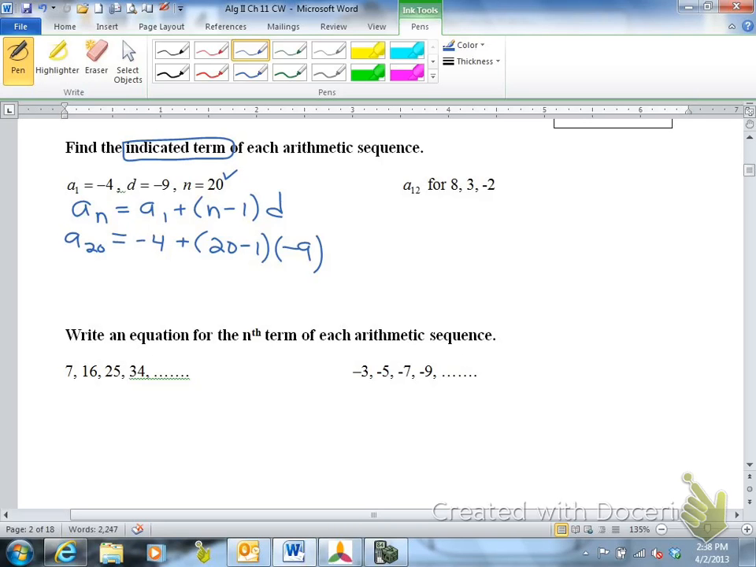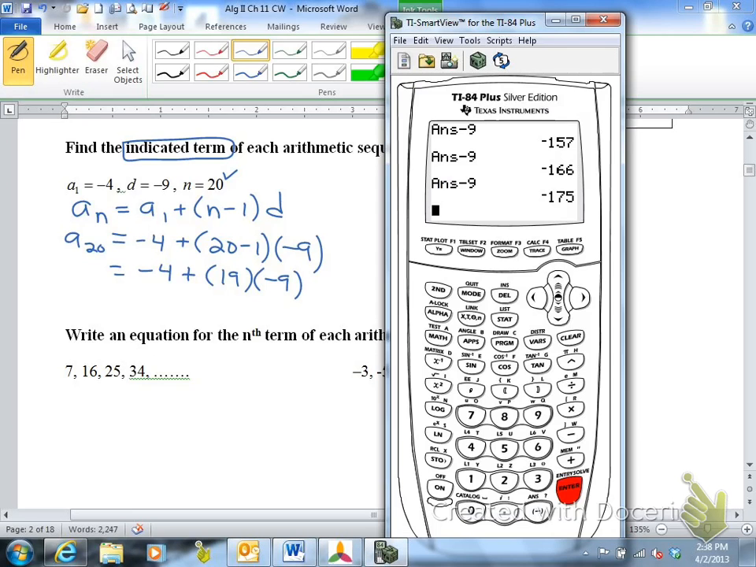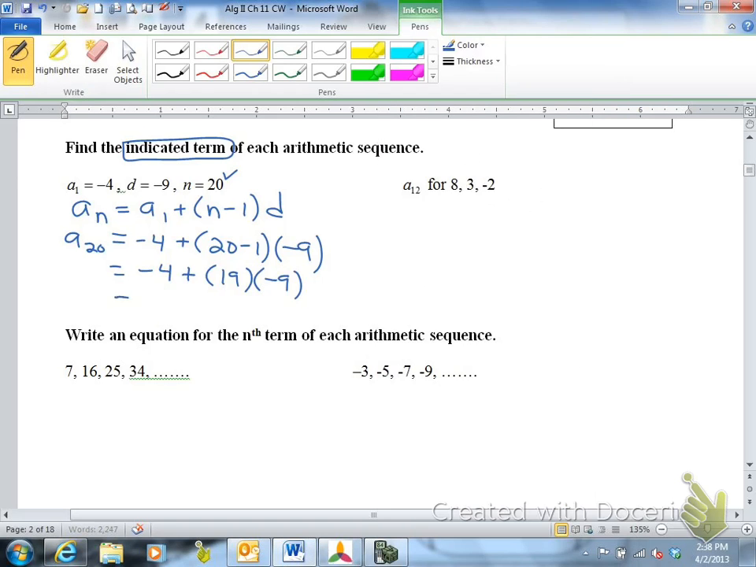And simplifying this, you'd have negative 4 plus 19 times negative 9. And you can use your calculator if you need to and multiply that. So you have negative 4 plus 19 times negative 9. So you get negative 175. Negative 175. And that's the 20th term.